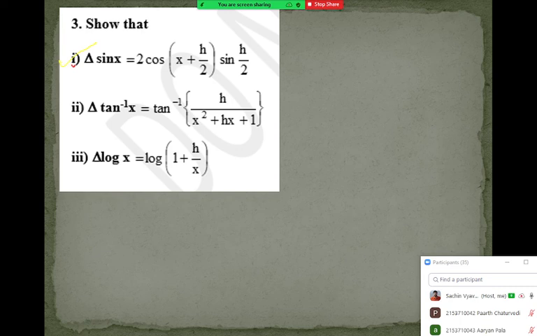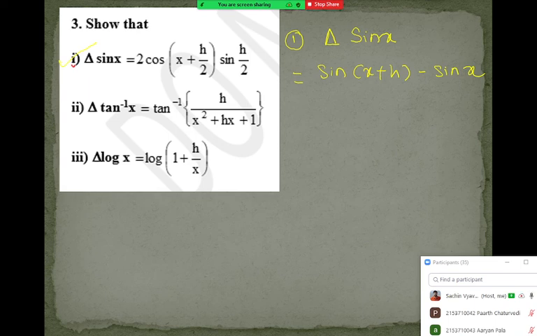So by definition, if we start the first one, delta of sin x. By definition of delta operator, can you tell me what is the delta of sin x? Quick. This is a forward operator. Yes, sin of x plus h minus sin x, is it? Already we've seen that the delta of f(x) is f of x plus h minus f(x). Now this is the answer.